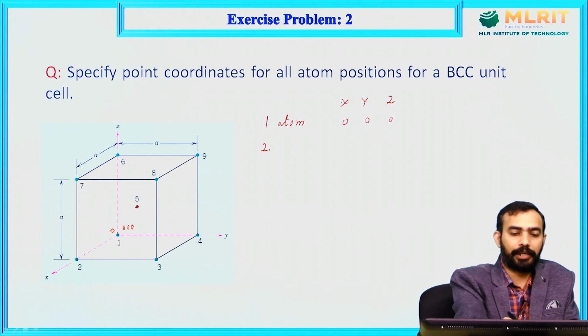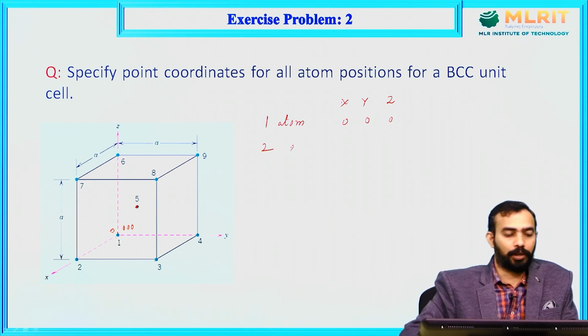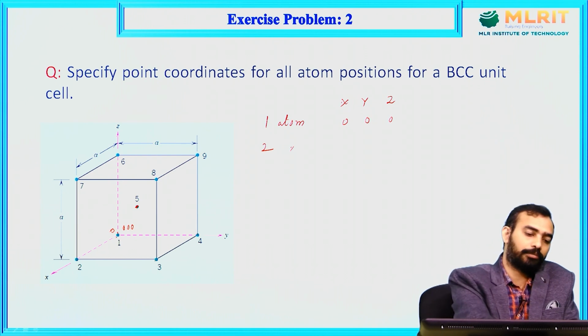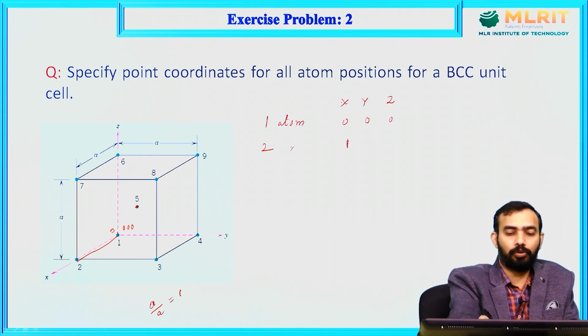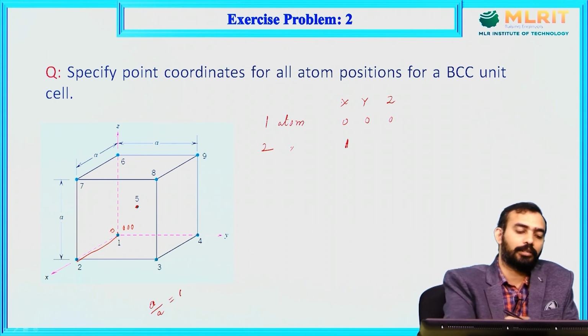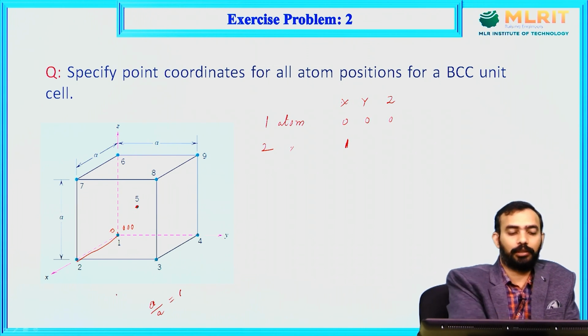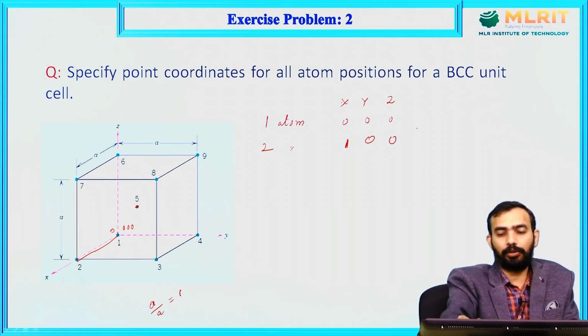Similarly, if I take the second atom, what is the x coordinate? The second atom has moved by a distance a. So what is the fraction? Moved by a by a, the fraction becomes 1. So it is moved by 1 complete unit. Then there is no movement in y, so that will be 0, and there is no movement in z also, so that will be 0. So what are the coordinates for this? 1, 0, 0, and for the first atom 0, 0, 0.